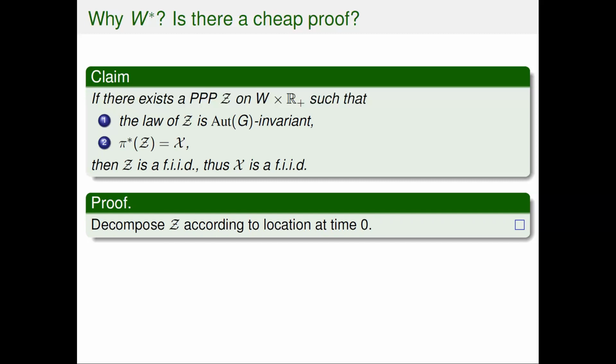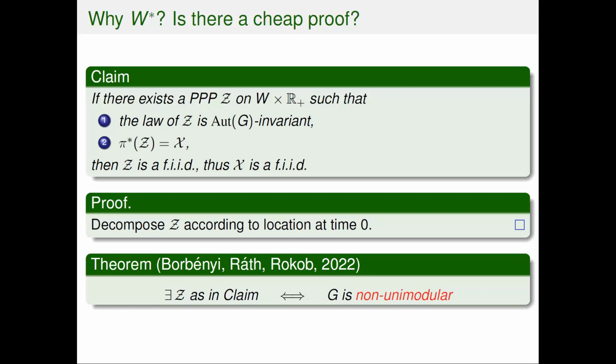So essentially, this is a rather easy claim. And here's the fun fact. This would be the cheap construction of the interlacement, but we have a theorem saying that this cheap construction only works for very weird graphs. Namely, there exists a point process Z that would give a cheap construction of the interlacement point process if and only if my graph is non-unimodular. And for me, those graphs are weird.